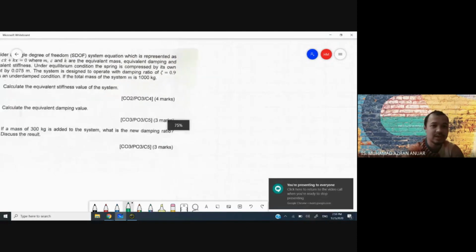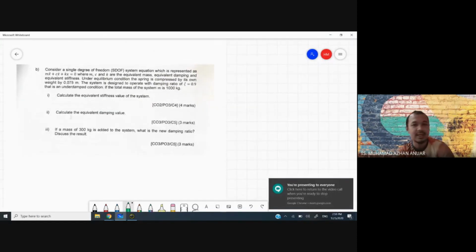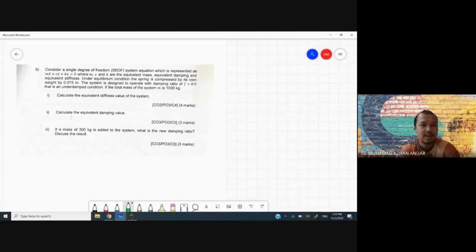Okay, so let us look at this second example here. So let's read the question carefully here. Consider a single degree of freedom system. The equation is given as mx double dot plus cx dot plus kx is equal to 0, where m, c and k are the equivalent mass, equivalent damping and equivalent stiffness. So you have three equivalent elements there. So means that our system now is a damped system.